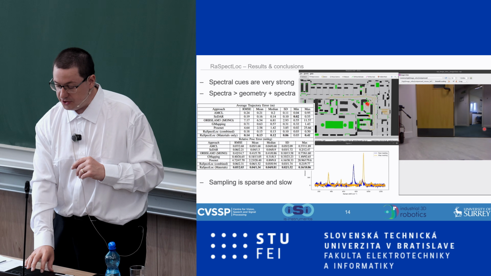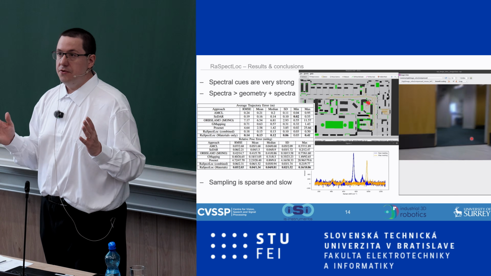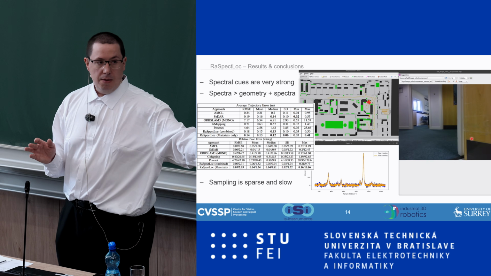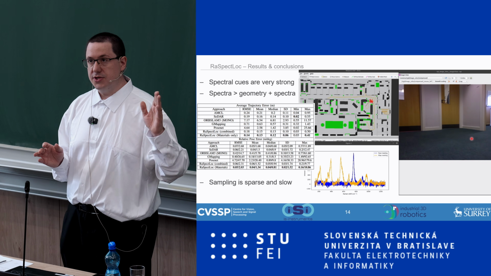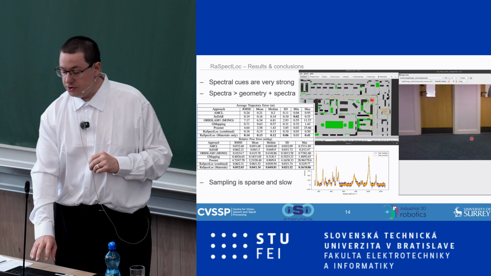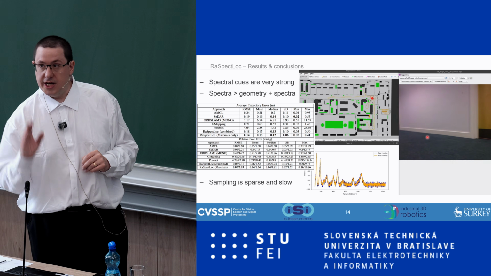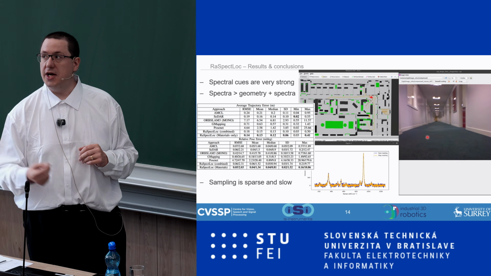Whereas in the spectral sense, the corridor has a lot of unique materials, right? There's plaster walls, there's wooden, white painted door frames, there's laminated wood doors. So at every point going down the corridor, it knows quite precisely exactly where it is.